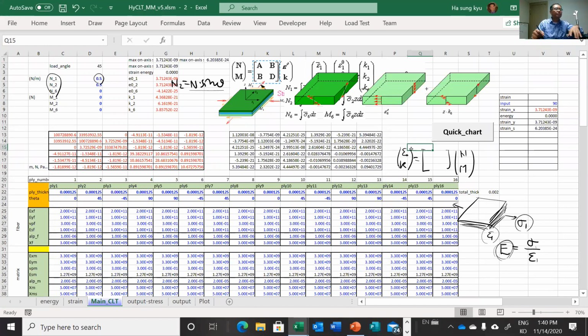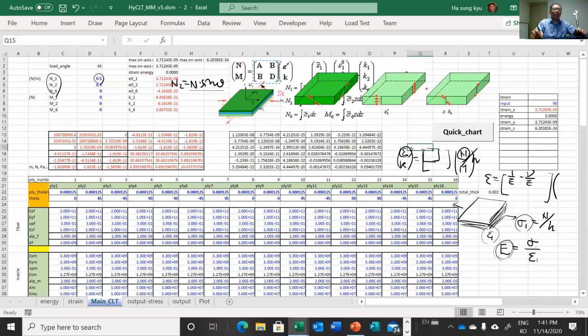So, to do so, we need to apply this N and epsilon, only this 3 by 3. This is needed. And for N, we need to divide by H, the total thickness, so that we can calculate the sigma. Sigma is N over H. And then by definition, epsilon equals 1 over E, and so on, right?